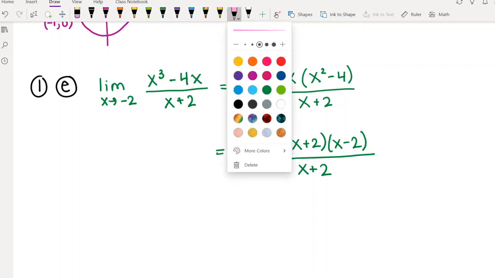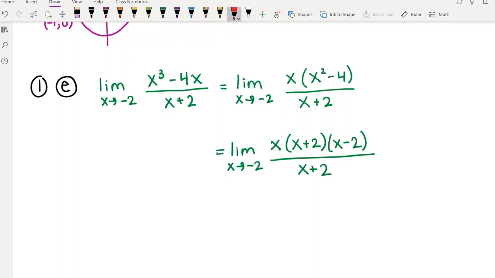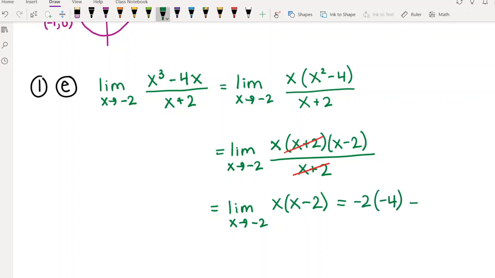And so now we see that we have something that can cancel out here. And the reason that is good is because that was the whole issue with this limit, right? We couldn't plug in -2 because we had an issue in the denominator, but now there's no denominator left to be an issue. So we can just plug in -2, and so we get -2 times -4, and that's equal to 8.